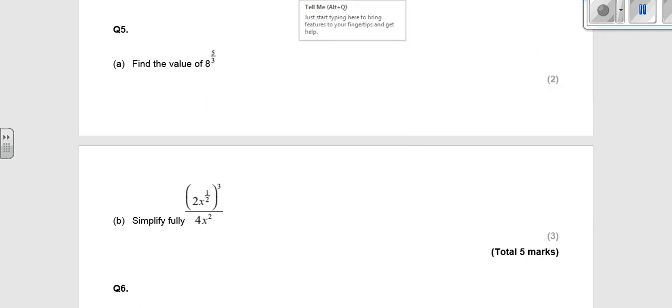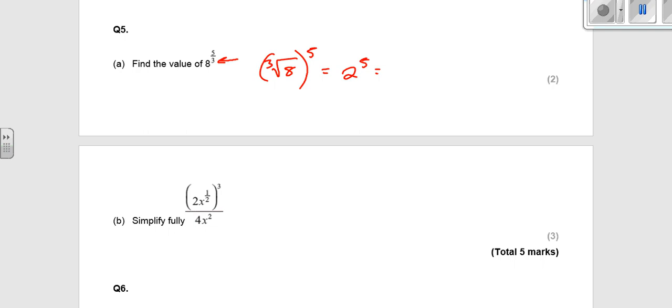Find out the value of 8 to the power of 5 over 3. So the bottom is the root, and that's the first thing we deal with. So it's going to be the cube root of 8. Then whatever that is, we raise it to the power of 5. So the cube root of 8 is 2. So it's going to be 2 to the power of 5. So that's 2 times 2 times 2 times 2 times 2. So 2 times 2 is 4, times 2 is 8, times 2 is 16, times 2 is 32.